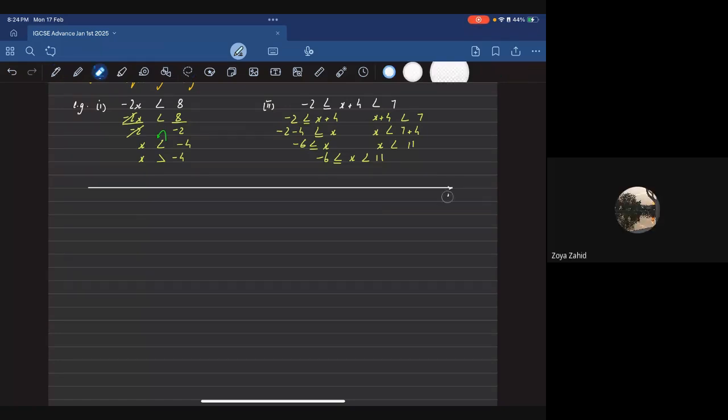Sir, will we be doing 7 minus 4 instead? We absolutely will. Thank you, sir. Yes. And also avoid calculation mistakes like these. Well done, Zoya. At least someone's paying attention.